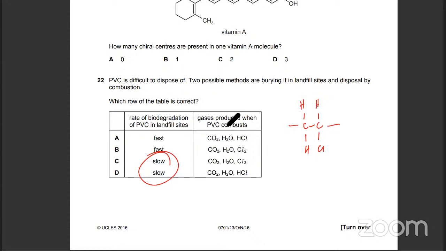And gaseous products: when PVC combusts, when you burn PVC, you'll get carbon dioxide, H2O, and you also get HCl. HCl gas is also going to be produced when it combusts. There are going to be fumes of HCl produced during its combustion.